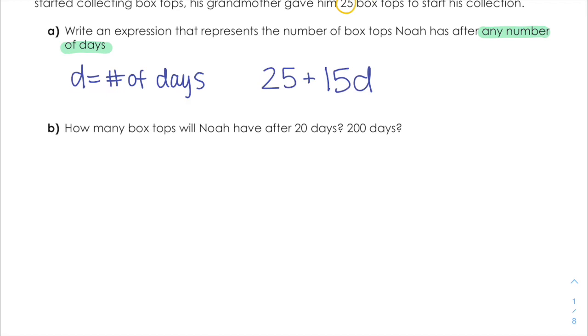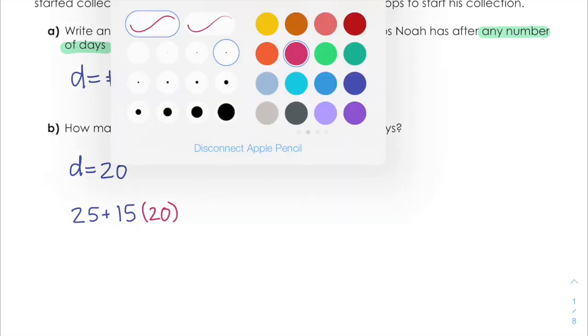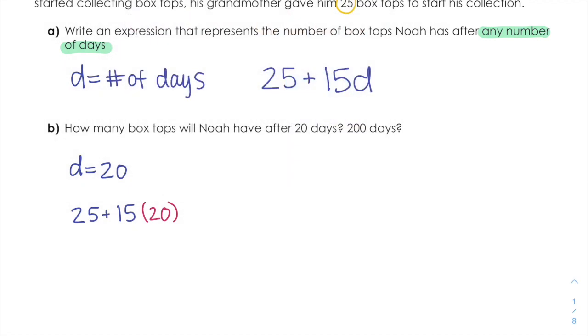So now that takes us to how many box tops will Noah have after 20 days? What I'm going to do is say d is going to equal 20, and we are going to substitute 20 in for d. So we've got 25 plus 15, and then we need to substitute 20 for d. All right, so we have multiplication here. Don't forget, even though it's invisible and you don't see a sign, we are multiplying. So 15 times 20.